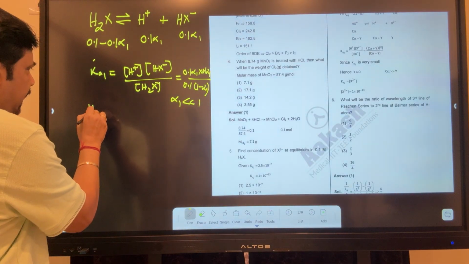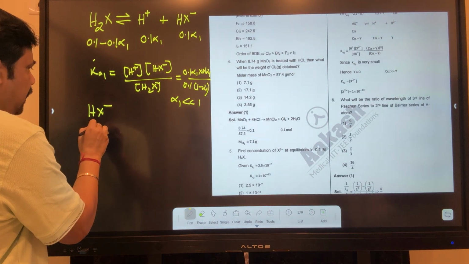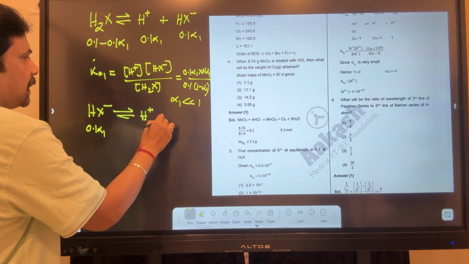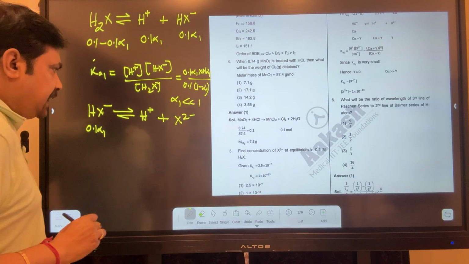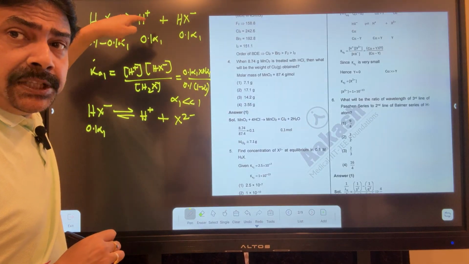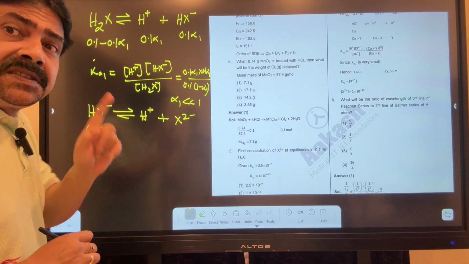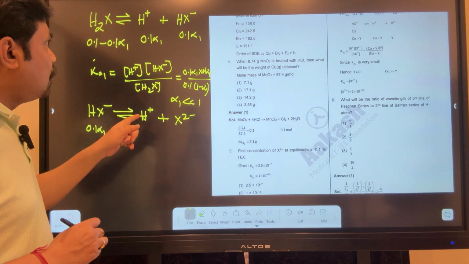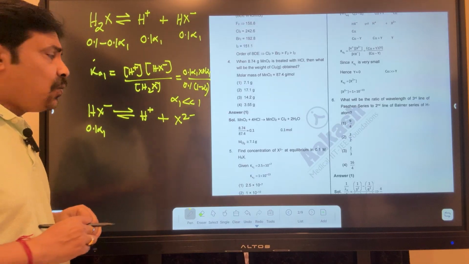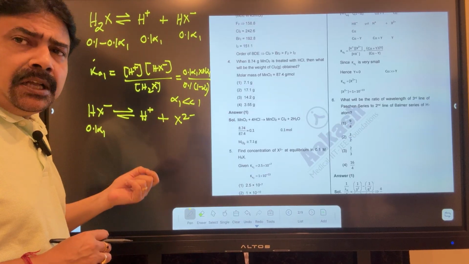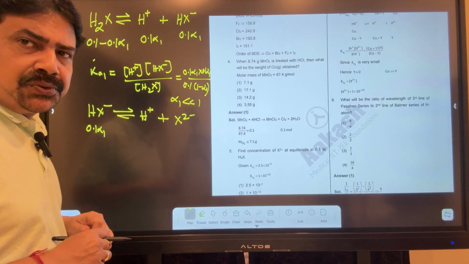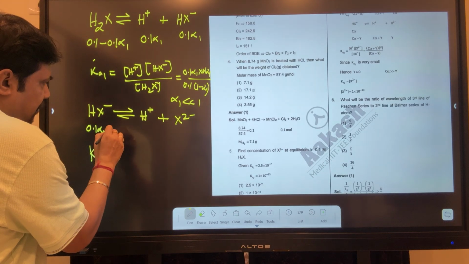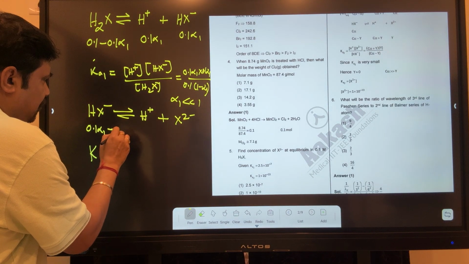Now in the next step, this HX minus, which is 0.1 alpha 1, will undergo dissociation. Point is clear? H plus and X2 minus. And the H plus from the first stage will be the common ion for the second stage. That's why the second dissociation will be further retarded due to the common ion effect. That's why in the second dissociation, whatever H plus there is will be negligible compared to the H plus from the first dissociation. So Ka2 will be equal to, here if I say the degree of dissociation is alpha 2, then how much will dissociate?